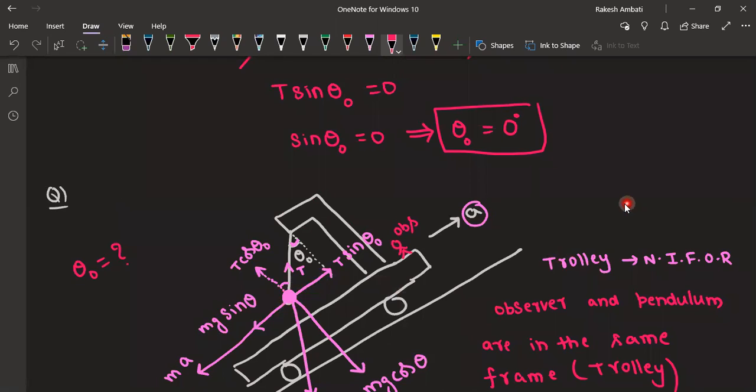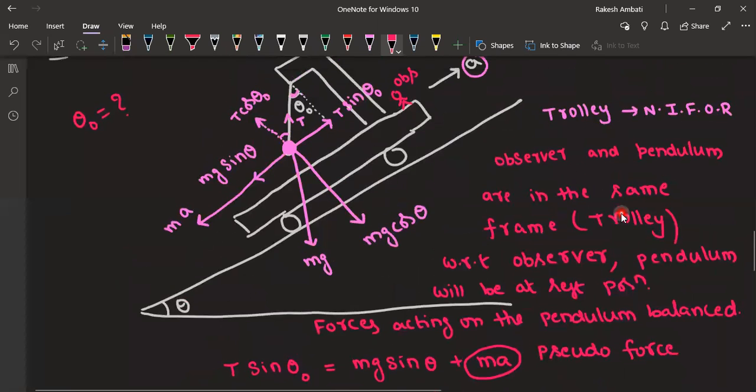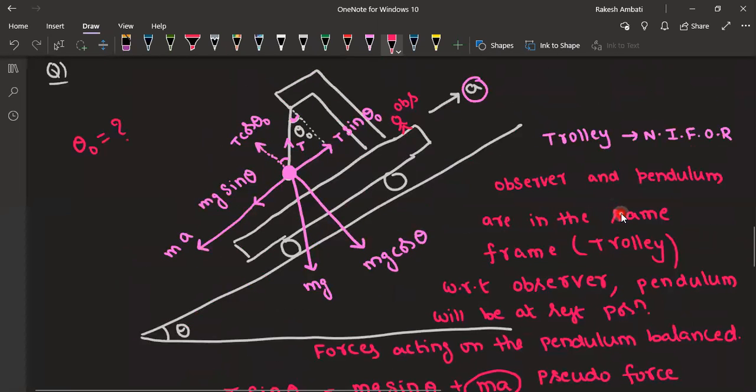So when the observer is on the ground, don't we need to take the pseudo force? No, no. Why? Because the ground is what type of frame? Inertial. Inertial frame. Got it, no? Yes. Right, now the next concept.